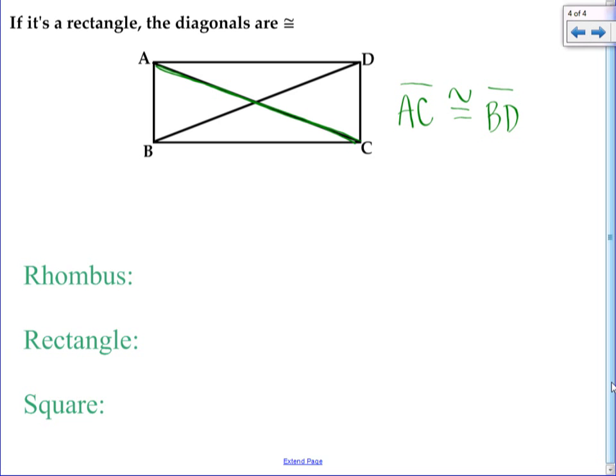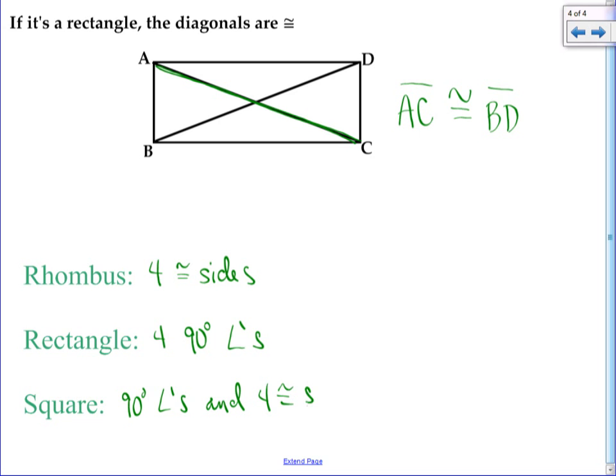So let's review really quickly. What's the main property of a rhombus? All right, 4 congruent sides. Rectangle? All right angles. So 4 90-degree angles or 4 congruent angles. As long as it has all congruent angles, which would be 90. And a square? 90-degree angles and 4 congruent sides.